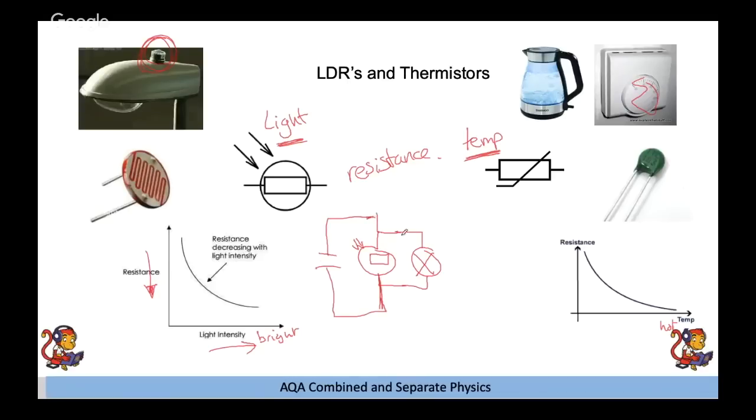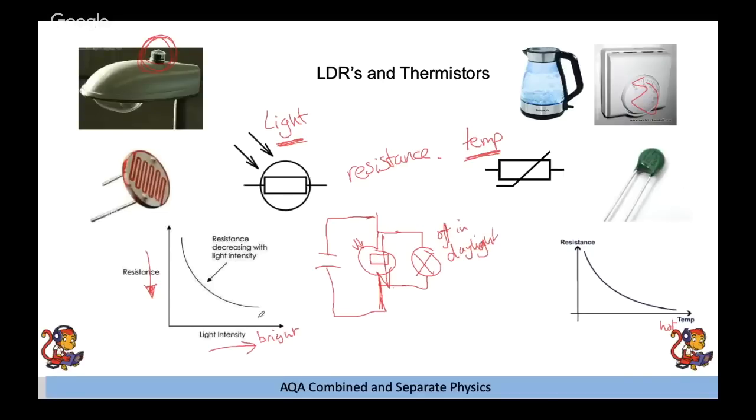So I'm placing my LDR in parallel to the light, so that when it's daylight, and we don't want the bulb to be lighting up in daylight, you're going to have a low resistance in the LDR. If this has a low resistance, the electricity will pass through it, not through the bulb, meaning the bulb stays off in daylight.